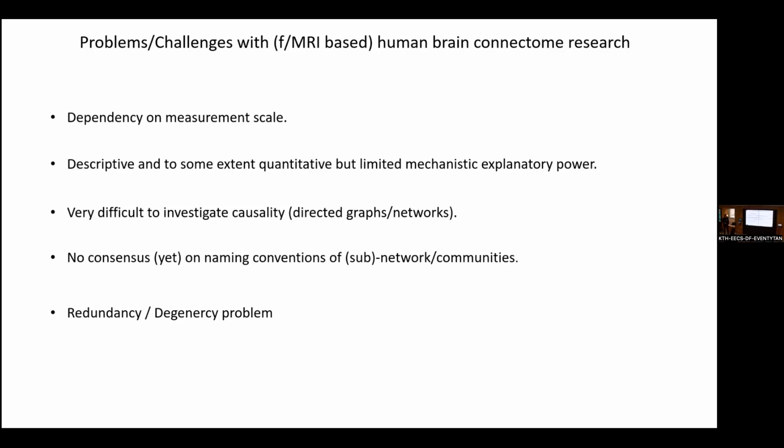It's, to a large extent, descriptive, I would say. It's quantitative to some extent, but it has limited mechanistic explanatory power. And it's very difficult to investigate causality, at least with fMRI. There is no consensus yet on naming these subnetworks, the communities that I showed you before, like the default mode network and so on. But there is a lot of progress on this. Actually, there's a new paper coming out in Network Neuroscience where they propose a kind of agreement on what we should call them. And then we have the redundancy and degeneracy problem.